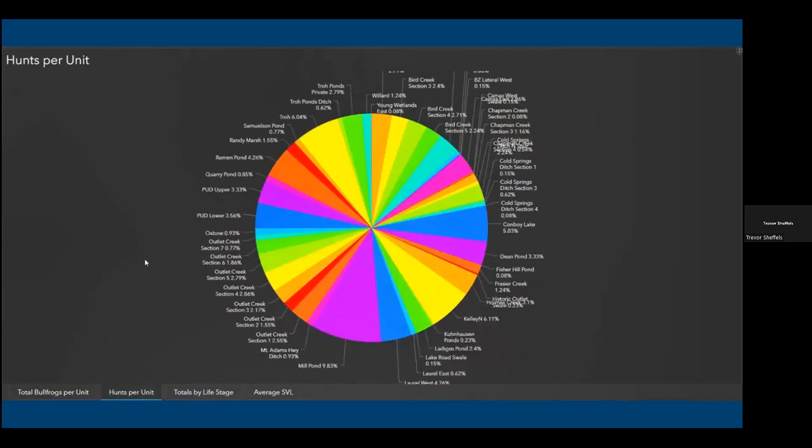We also like to look at where the team is hunting frequently and infrequently. So again, here you can see that Mill Pond was hunted very frequently this season, whereas Trove Ponds Ditch was hunted very rarely.